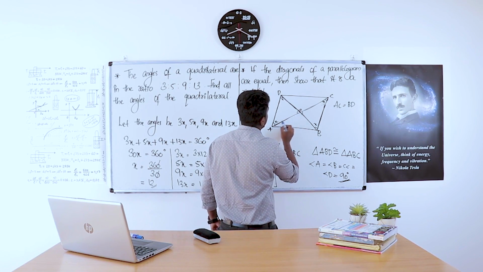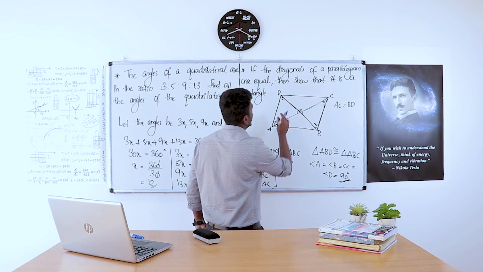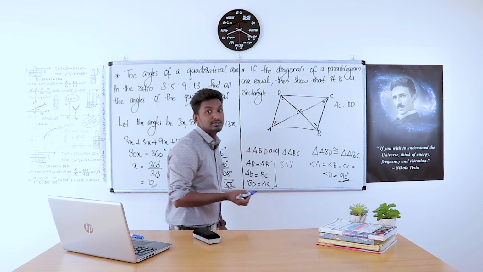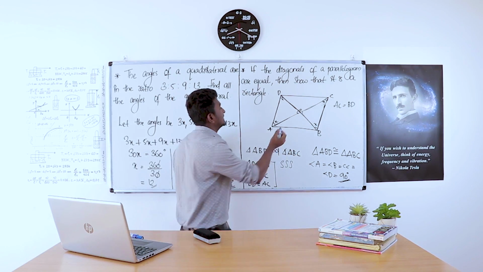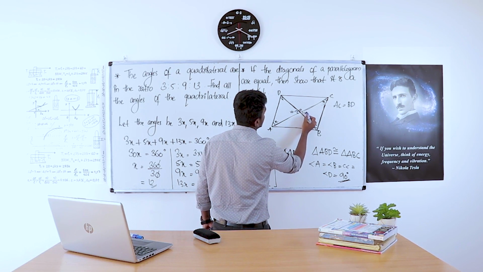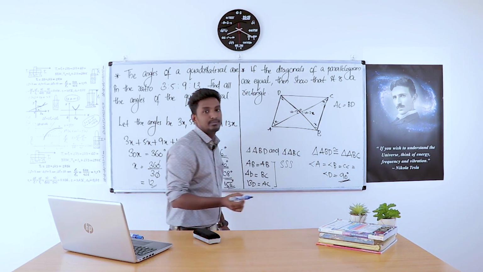Now, for this triangle, we know that the sum of the angles is 180 degrees. So this is x, and what is this angle? These both are equal. That is 180 minus 2x. This angle is 180 minus 2x. Then this is also 180 minus 2x. Clear? Any doubt?